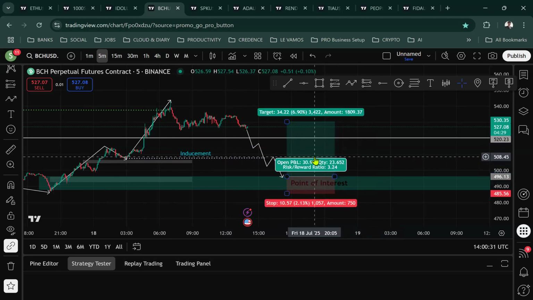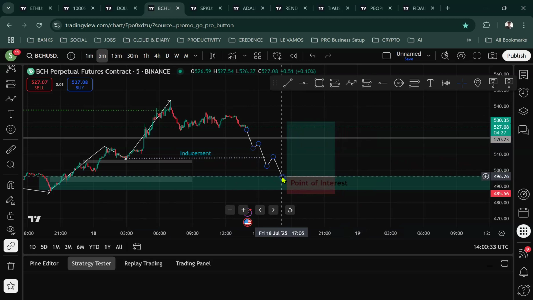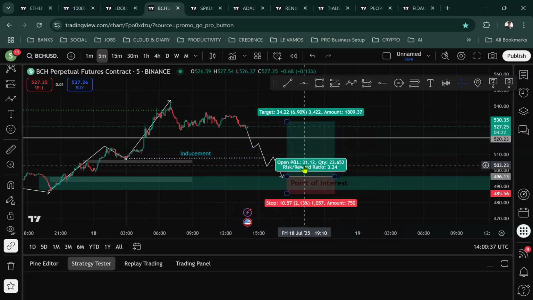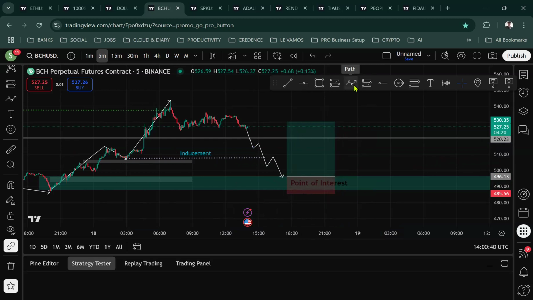If price comes there and it now forms COC and breakup structure. Okay.